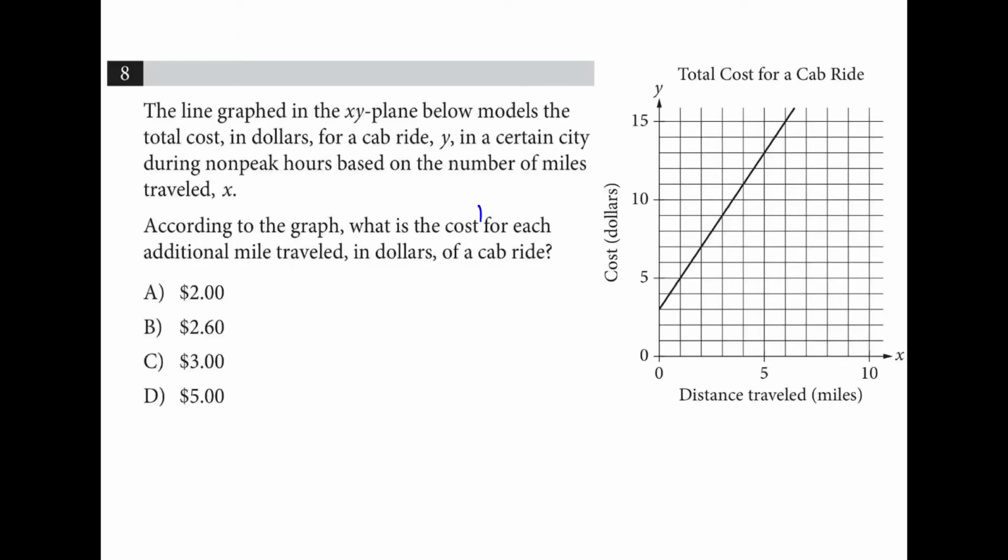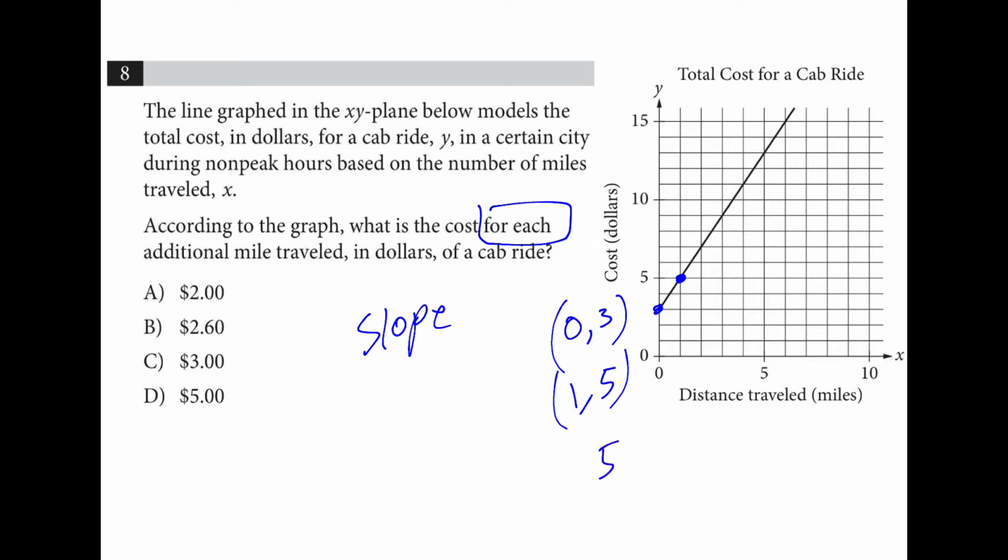When they say cost for each additional, that's a keyword for slope. So they're looking for the slope of this line. If I just look at the first 2 points, (0, 3) and (1, 5), 5 minus 3 over 1 minus 0, the slope is 2, so $2.